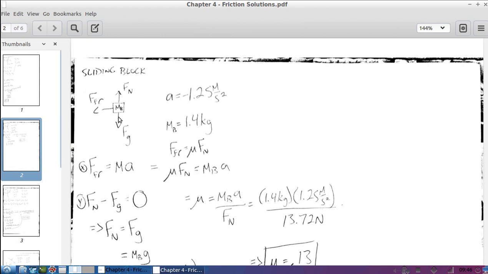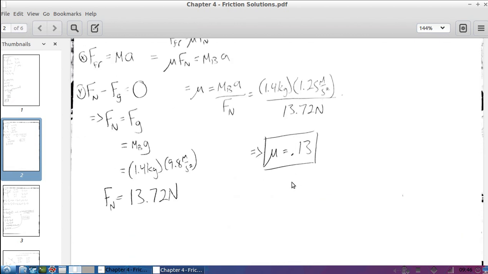Okay, this object was going in the positive x direction. Friction is going to oppose that motion. It's going to go in the negative x direction. So that may change depending on the direction of the object, so just be on the lookout for that.